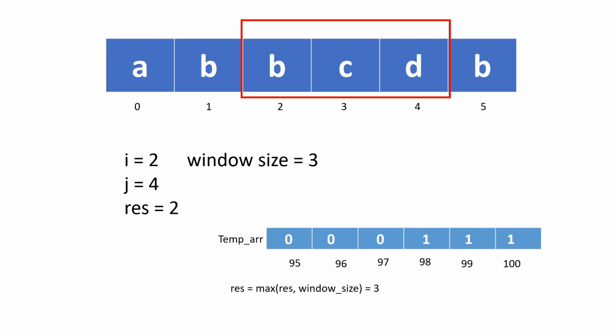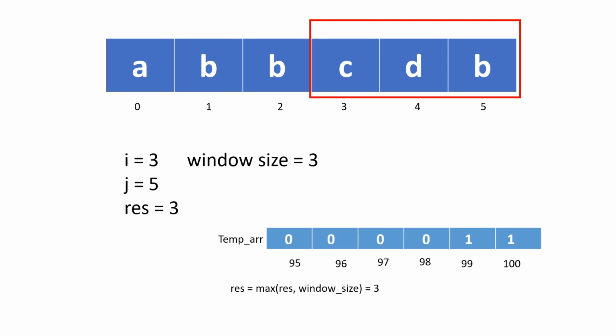Okay. So then I will also increment j to index 5. Now I will check if the element at the index 5 is in the temp or not. So I will check at the index 98, that is 1, already 1. It means that b is coming before, means there is a duplicate of b. So now I will increment i to index 3 and remove b from temp array. So now it becomes 0.